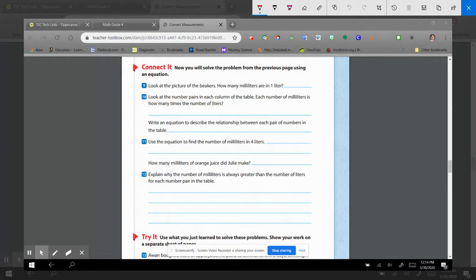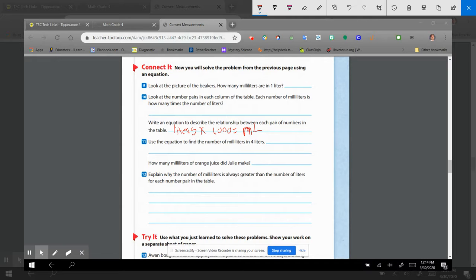Okay, you should have written the equation, sorry. Liters times 1,000 equals milliliters. I'm just going to abbreviate it, M, capital L. That's the abbreviation for milliliters.